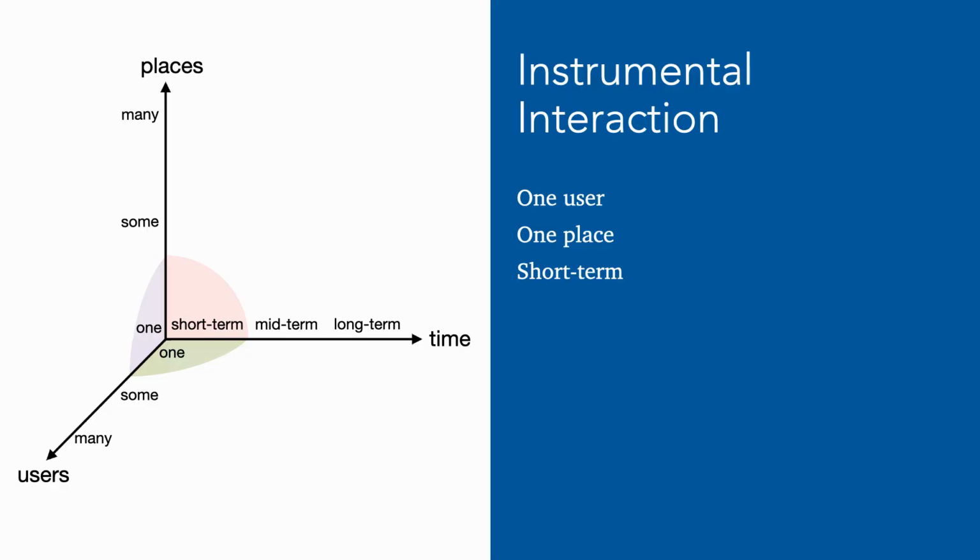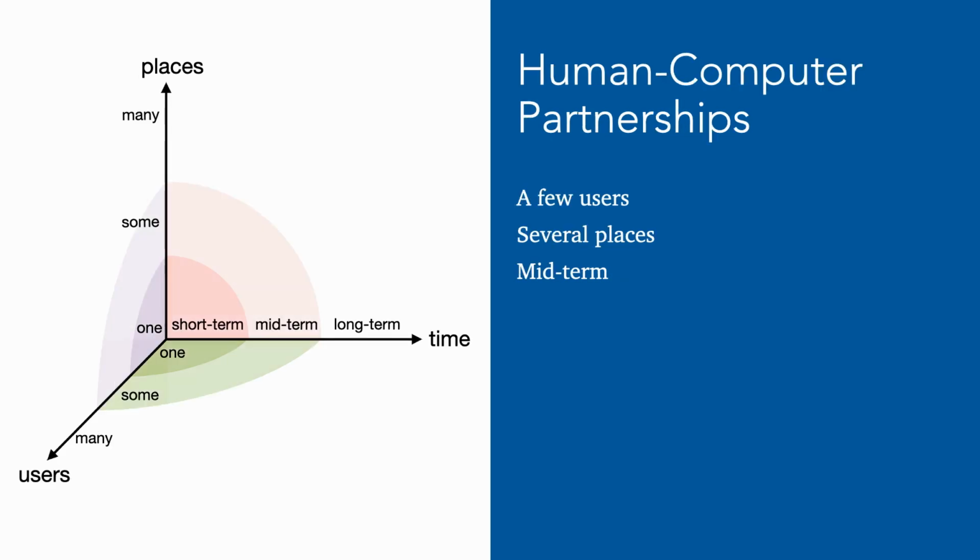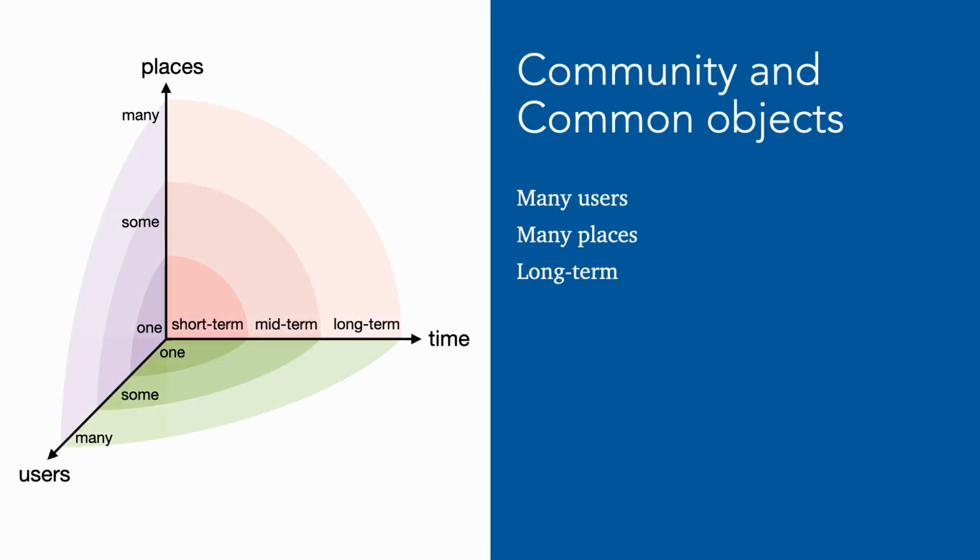Each of these generative theories of interaction occupies a different space within the scope of possible HCI theories. Instrumental interaction is primarily focused on an individual user at a particular place at a specific point in time. Human-computer partnerships involve individuals or small groups of users who may be co-located or remote and over longer periods of time. Finally, community and common objects involve large groups of users or whole communities located in many different places over significantly longer periods of time.